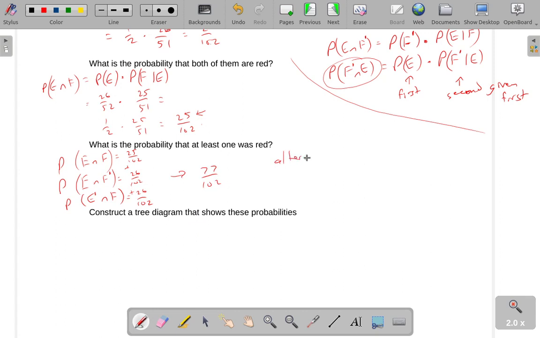Or, alternatively, we could do 1 minus the complement. So the complementary event, I'm saying what's the probability that at least one of these cards was red. The complement would be the event that both of them were not red. Both of them are black. So 1 minus the probability of E complement intersect F complement. The probability of both of them being black, through symmetry, is going to be the same as the probability that they're both red. So this would be 1 minus 25 out of 102. And when we're using the complement rule, the really handy trick is to convert that 1 into the denominator divided by itself. So 102 divided by 102 minus 25 divided by 102. And this is another way to get that 77 out of 102.